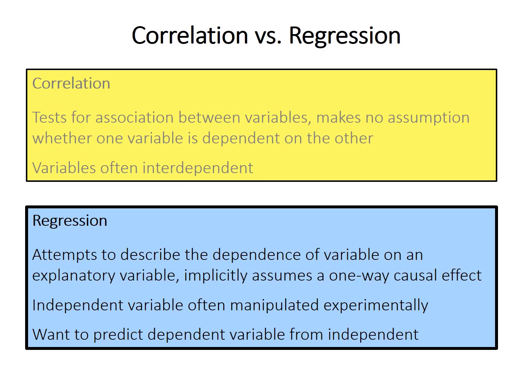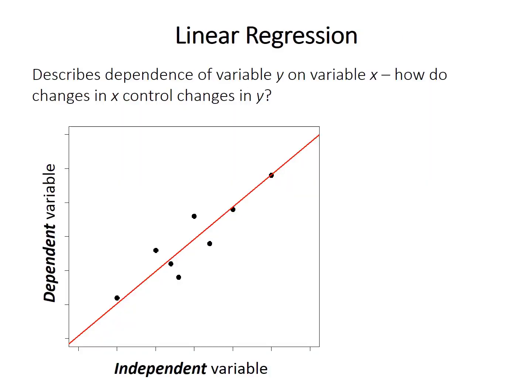Regression, on the other hand, is primarily used for one of two goals. It's used when you hypothesize some one-way causal effect, when one variable controls changes in the other. And it can also be used when you want to predict how one variable, which is called the dependent variable, is influenced by the other, the other one being called the independent variable. So linear regression describes the dependence of one variable, traditionally placed on the y-axis, on another, traditionally the x-axis. Basically, how do changes in the independent variable x control changes in the dependent variable y?